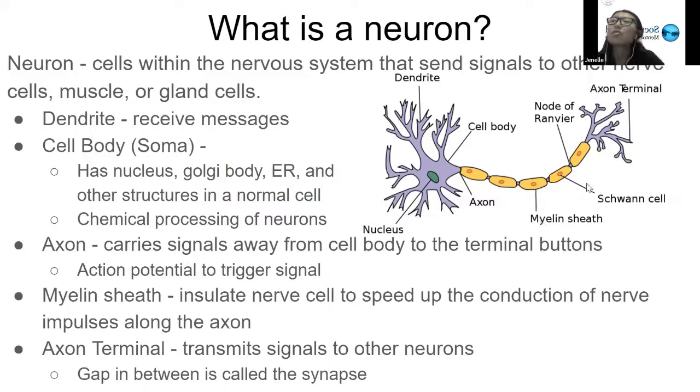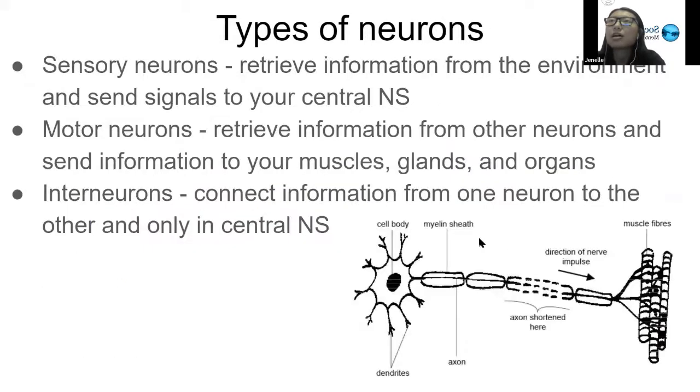Or they're reuptaken by the neuron that has given that signal, in the instance when they want to end the signal. So yeah, and then we are going into the next portion, which is the different types of neurons.